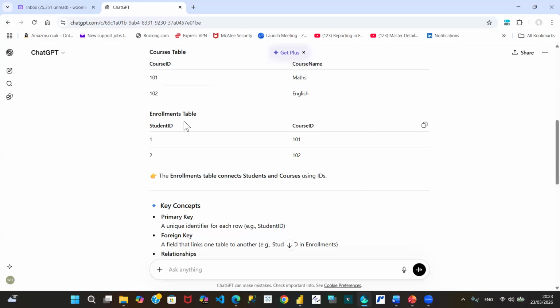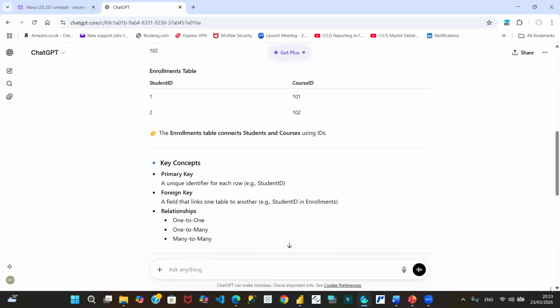Already we can see that on the enrollment table, in real life, student ID 1 can be enrolled for more than one course. There's no rule to say that a student that's enrolled for course 101 cannot also be enrolled for 102. So each student can be repeated here, and each of the courses can be repeated here as well, because different students are doing as many courses as possible.